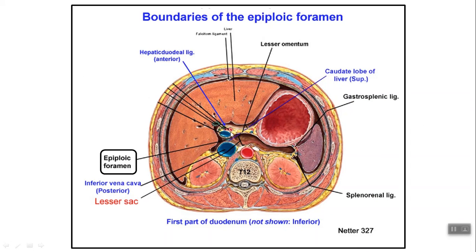These are the boundaries. Here we can see this is the anterior boundary of the epiploic foramen. This is the free border of the lesser omentum containing the bile duct, hepatic artery, and the portal vein, and the posterior boundary of the epiploic foramen is the inferior vena cava.